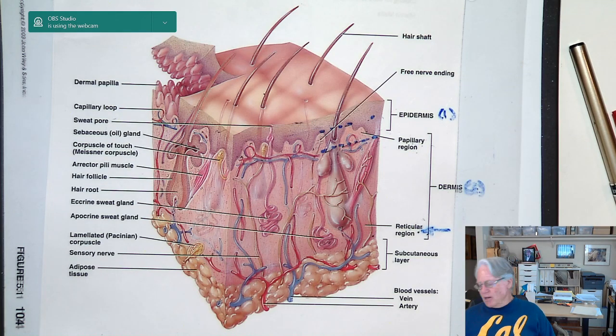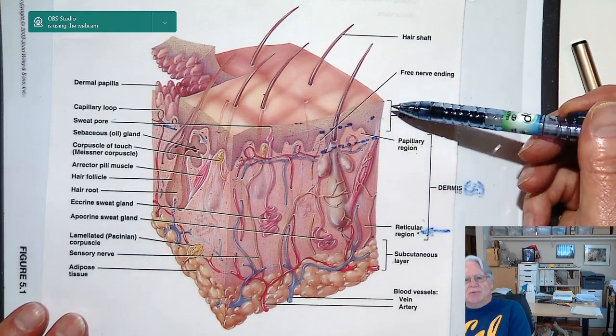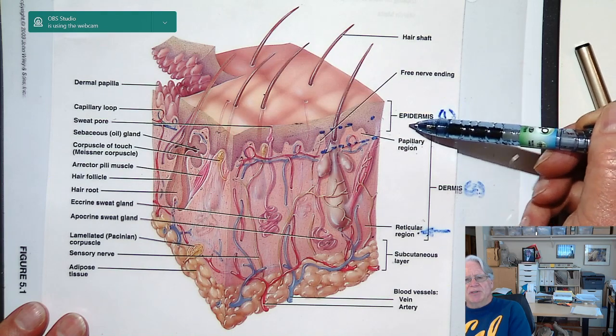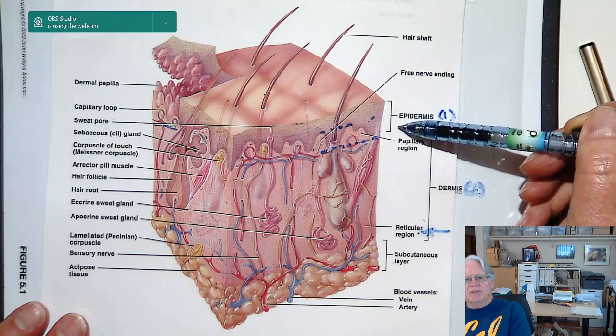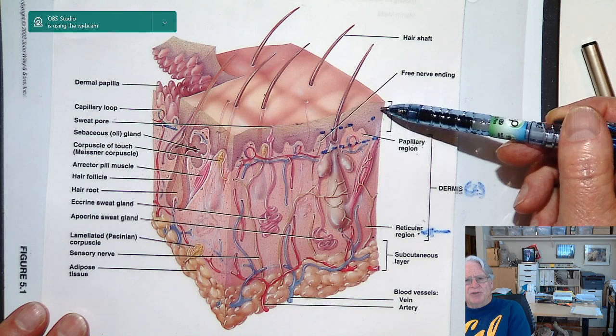So let's break down this drawing and see what we have here. So the skin proper is composed of 2 layers. This layer, which is the epidermis. Epi means above, and what it's above is the dermis. So above the dermis, and that's this layer here. This is all epithelial tissue. And we'll describe the structure of these epithelial cells. This is stratified squamous epithelium.